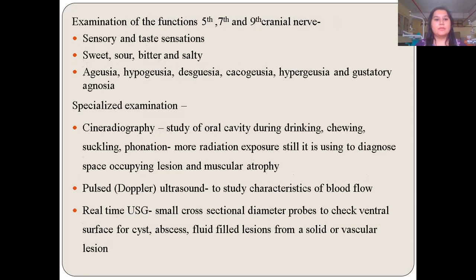Specialized examination can be done, like cineradiography, which is a study of the oral cavity during drinking, chewing, sucking, and phonation. More radiation exposure still is used to diagnose first phase lesions and muscular atrophy. Pulse Doppler ultrasound can be used to study the characteristics of blood flow. Real-time USG of the tongue can be done. Small cross-sectional diameter probes can be used to check the ventral surface for cysts, abscesses, fluid-filled lesions, or solid or vascular lesions.